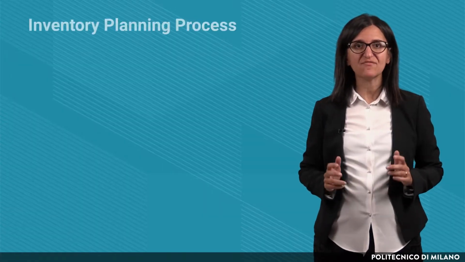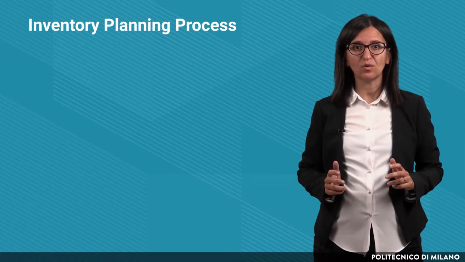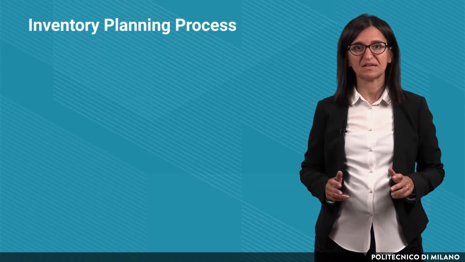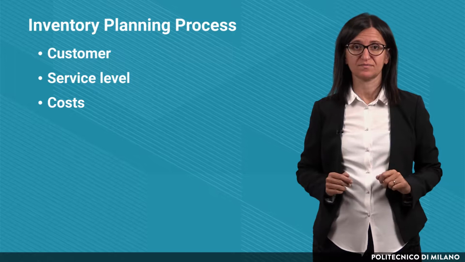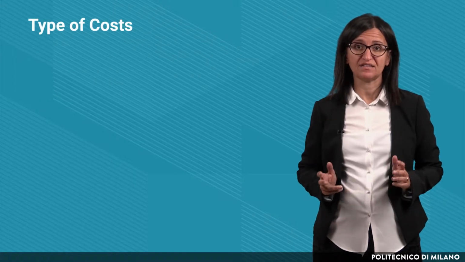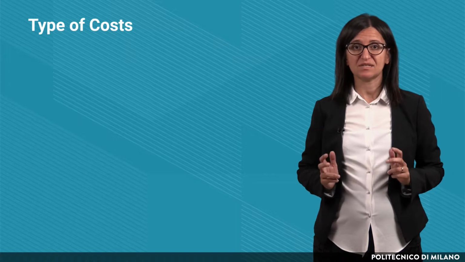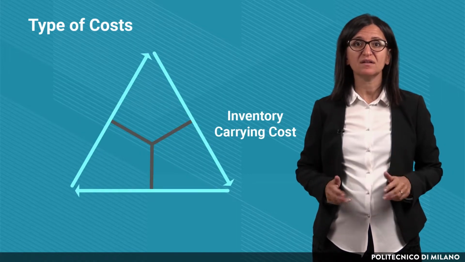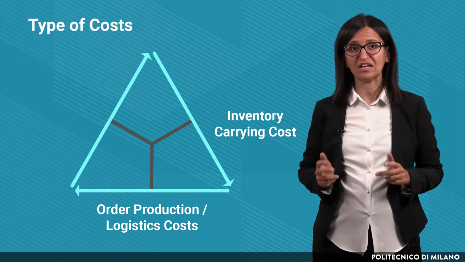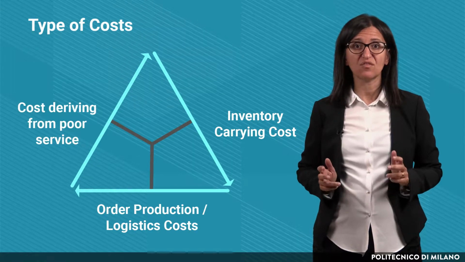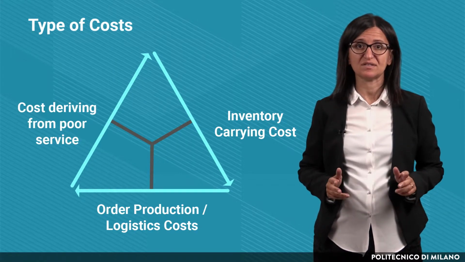In this lecture, we will analyze the inventory planning process. The main goal of the inventory planning process is to meet the customer needs while ensuring a target service level and minimizing the total costs. Different types of costs and their trade-offs should be considered, specifically the inventory carrying costs, the other production and logistics costs related to setups, transport, order issuing, and so on, and the costs deriving from poor service levels, such as delays and stockouts. The structure of the inventory planning process can be represented with the scheme shown in the picture.